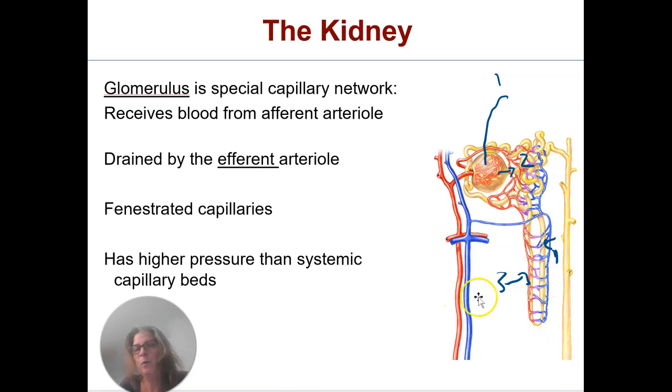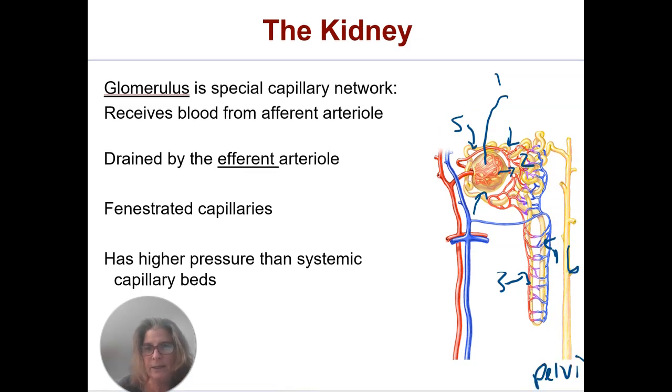Now, how can you tell? Well, the descending limb is the thin segment and the ascending is always the thick segment. And then it wraps over here. See all this twisty stuff? This is all the DCT. So I'll put a 5 right there, right there, right there. Then it leaves the DCT and it goes out the collecting duct. And that's going to drain into the renal pelvis.